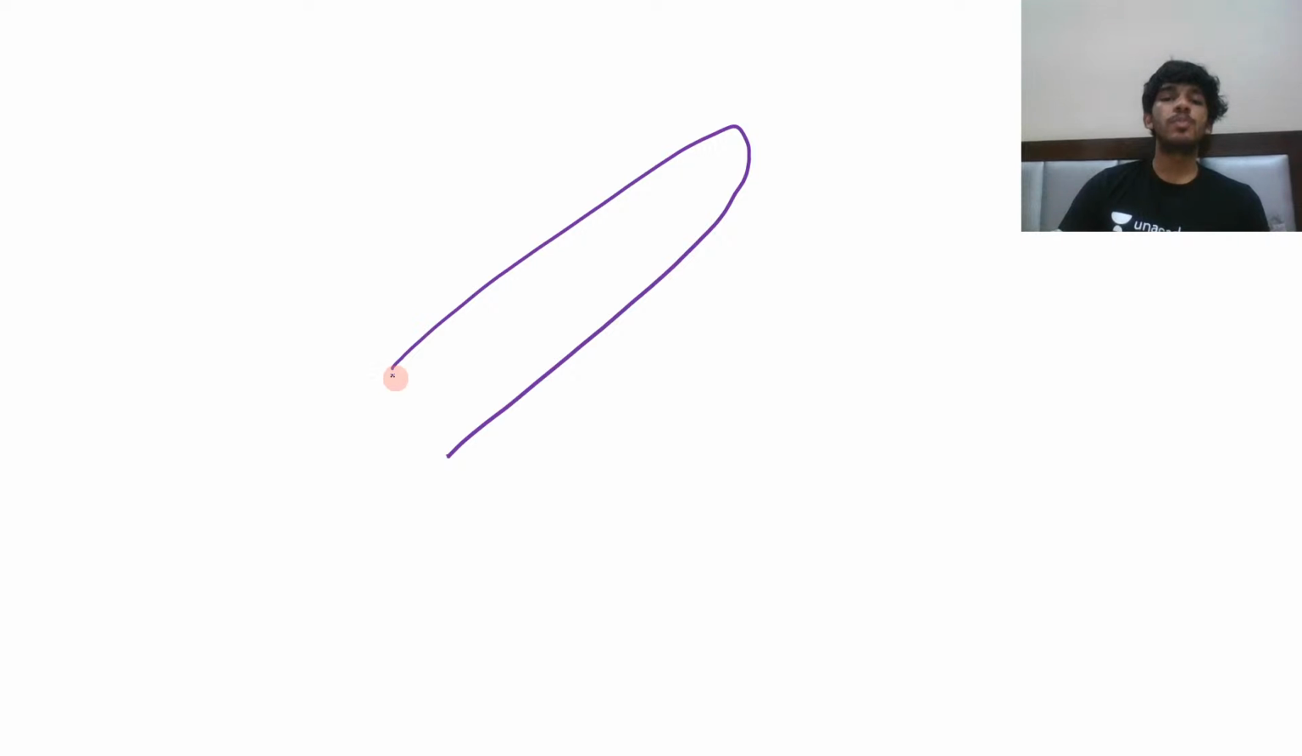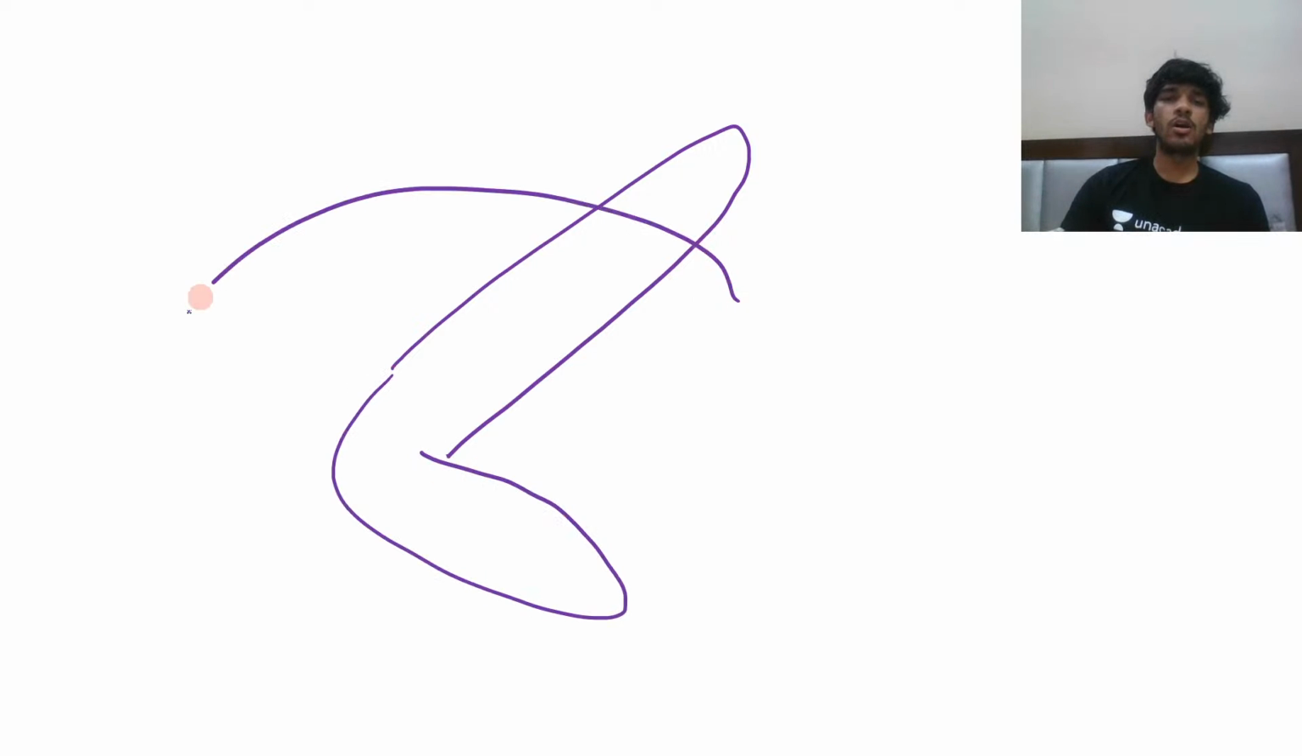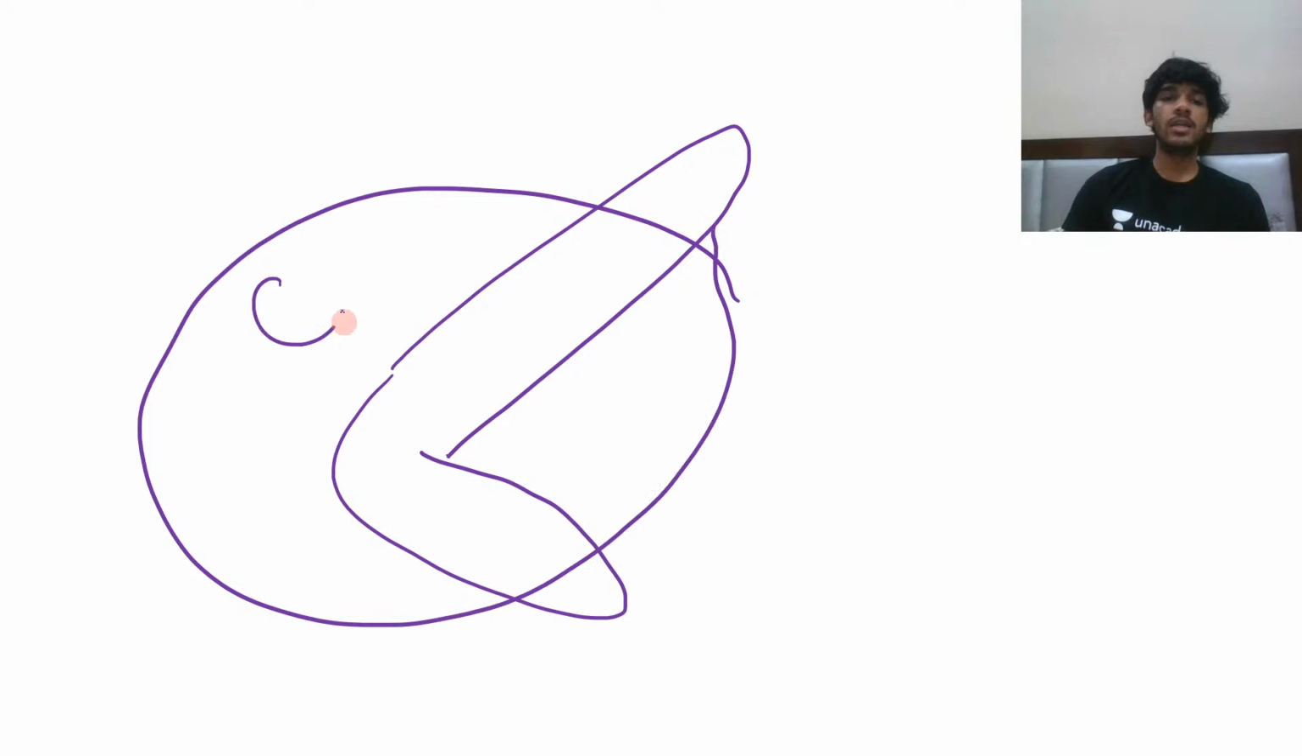This is your superior orbital fissure. This is your inferior orbital fissure. Your tendinous ring. Here you will draw the optic canal, you will draw the optic nerve, and then inferolateral to it you will draw the ophthalmic artery, right? So this is the optic nerve, this is the ophthalmic artery. These are present inside the common tendinous ring, but outside the superior orbital fissure.